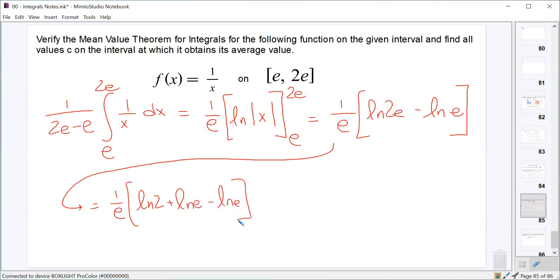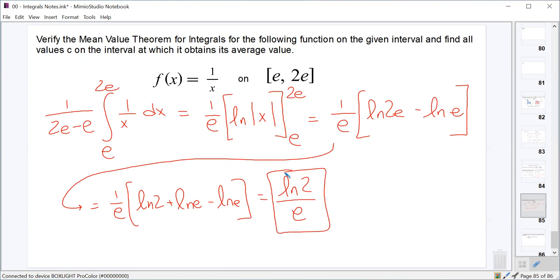The natural log of e is just 1, but whether it's 1 or not, the natural log of e minus the natural log of e is going to cancel out and become 0. And so this will just become natural log of 2 over e. And so the average value of 1 over x between e and 2e is the natural log of 2 divided by e.